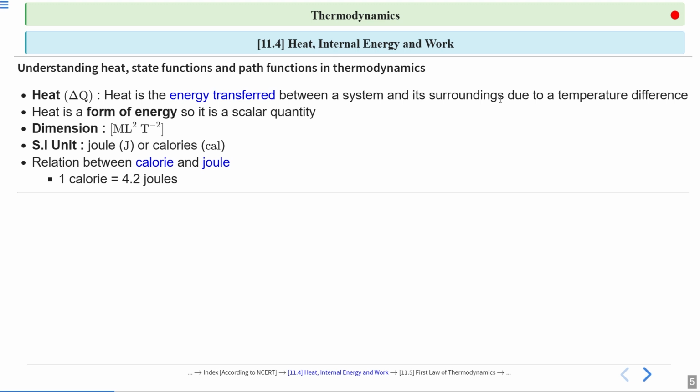So here we conclude that heat is a form of energy that flows from one body to another body due to temperature difference, or here heat flows from higher temperature to lower temperature.